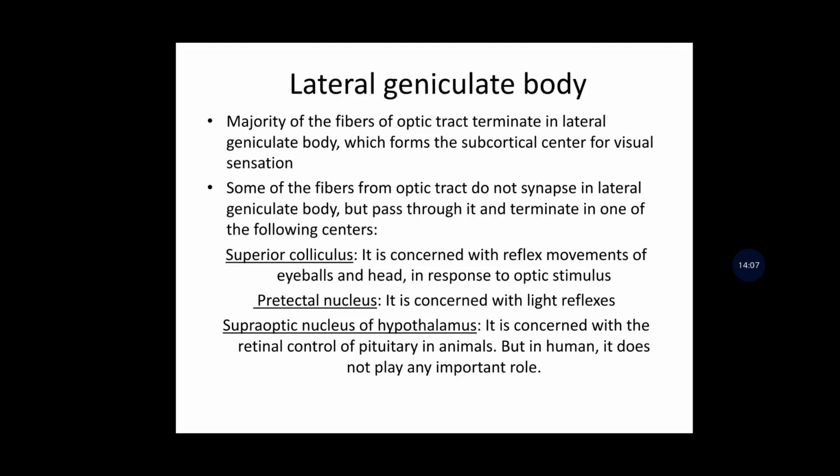Okay. The LGN body: the majority of the fibers of the optic tract terminate in the lateral geniculate body, which forms a subcortical center for visual sensation. Now, some of the fibers do not synapse in the lateral geniculate body. They go up to the superior colliculus, which is concerned with reflex movements of the eyeballs in the head, the pretectal nucleus, which is concerned with light reflexes, and the supraoptic nucleus of the hypothalamus, which is generally concerned with the retinal control of the pituitary in animals and not so much helpful in humans.